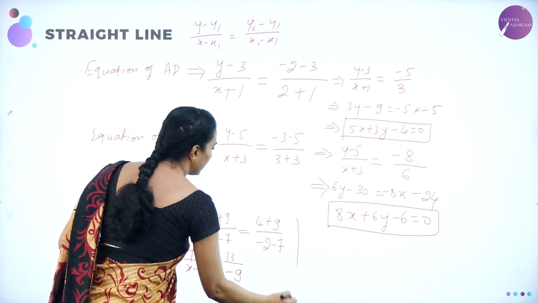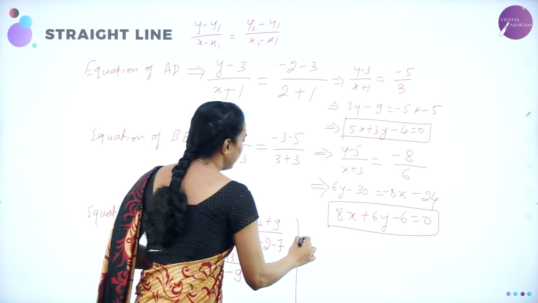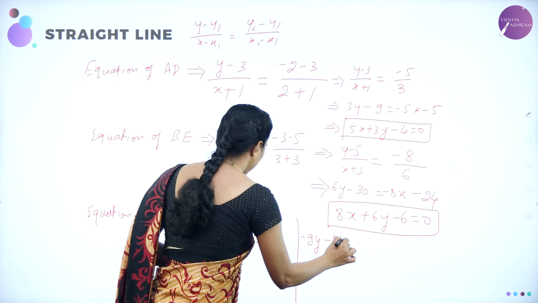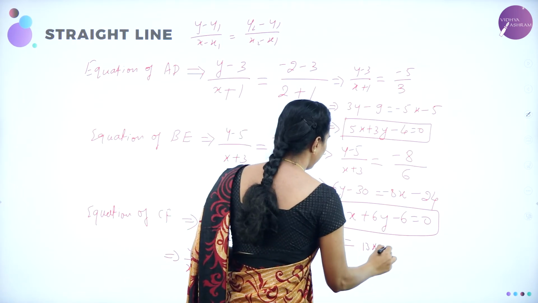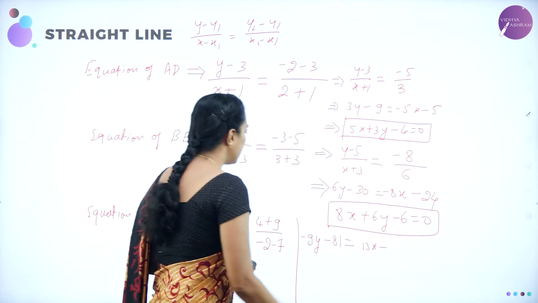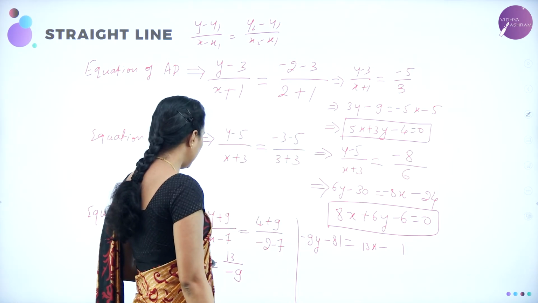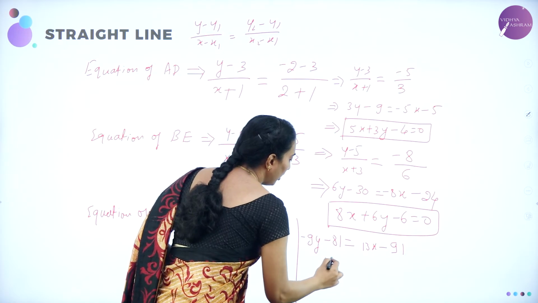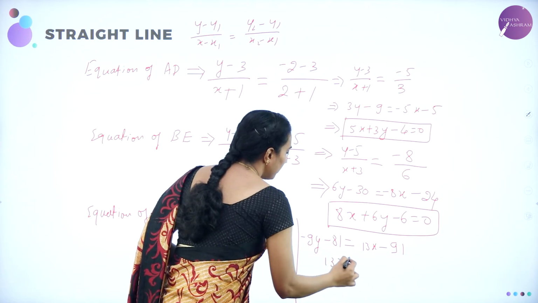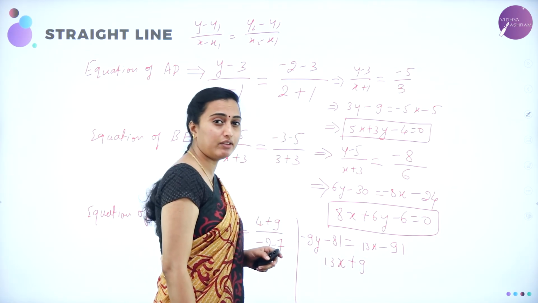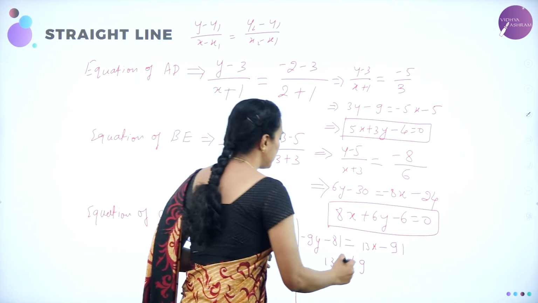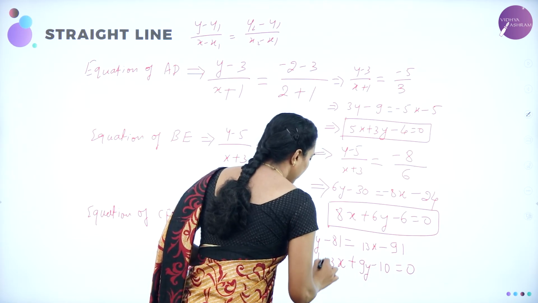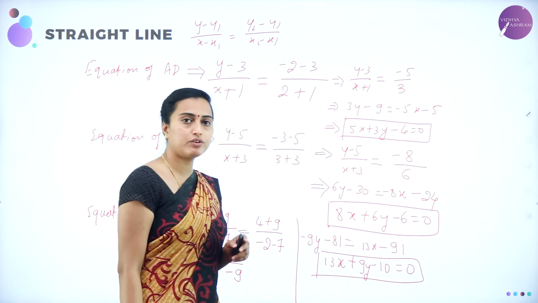Cross multiply, minus 9y, 9 9s are 81, is equal to 13x minus... so you are having 7 3s are 21, 2 is the LCM, 7 1s are 7, 7 plus 2, 9, 91. You can take all the terms: 13x plus 9y plus 81 minus 91, which is minus 10, equal to 0. This is your answer, the equation of CF.